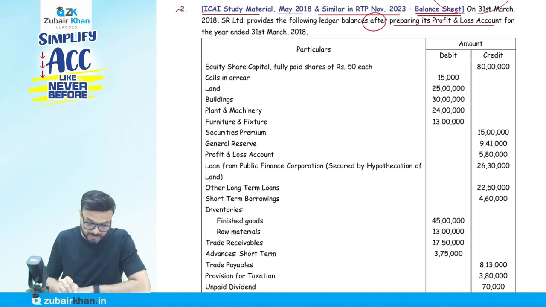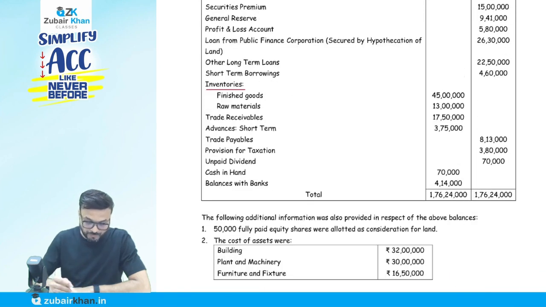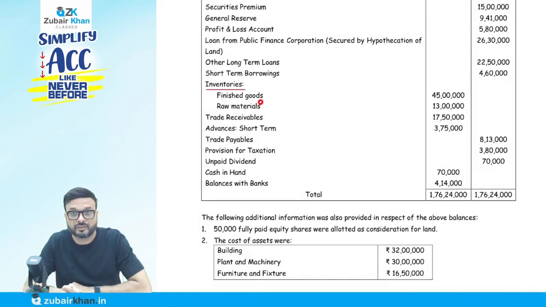Inventories, they have mentioned the inventories here: finished goods 45 lakh, raw material 13 lakh. Then they have trade receivable 17 lakh 50,000. Advances short term 3 lakh 75,000. Trade payable 8 lakh 13,000. Provision for taxation 3 lakh 80,000. Unpaid dividend 70,000. Cash in hand 70,000. Balance with bank 4 lakh 14,000. So this is the total of the trial balance.